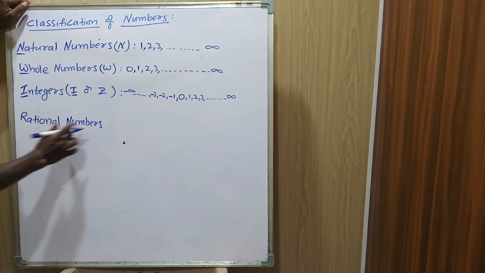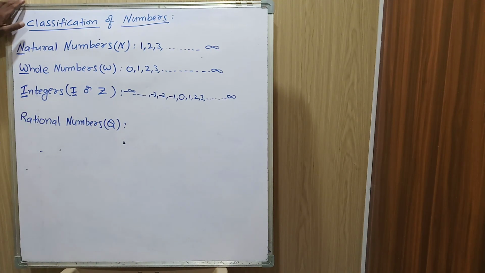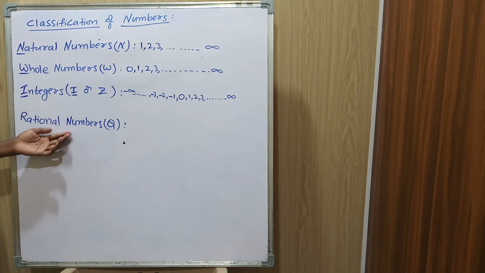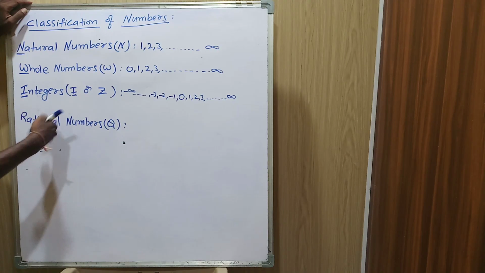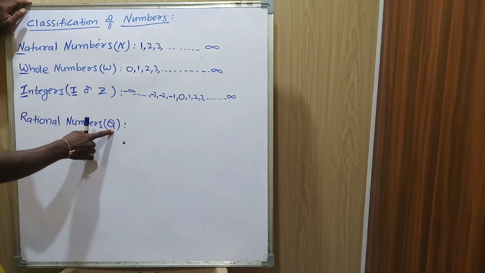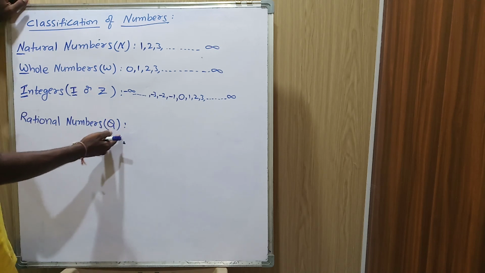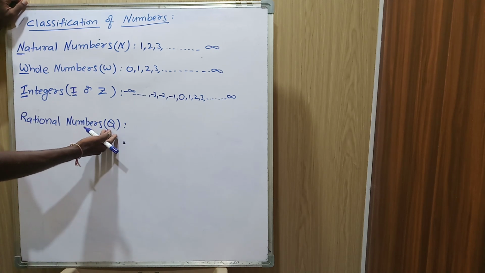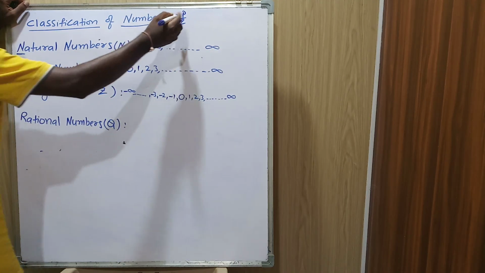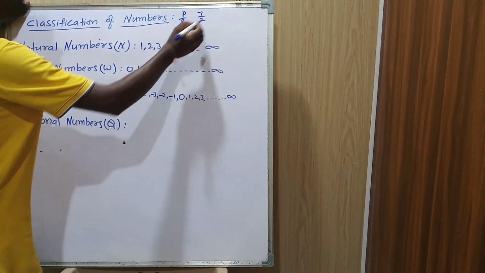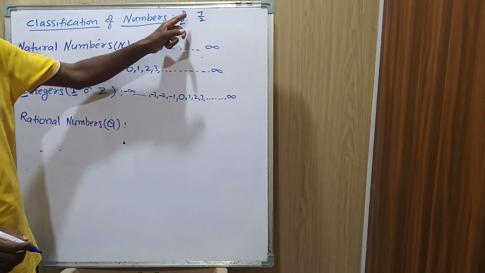Rational numbers are denoted by the letter Q. Now let us see why rational numbers are denoted by the letter Q. Because rational numbers are also known as quotient numbers. Why are rational numbers also known as quotient numbers? Actually, rational numbers are in the form of p by q. That means, for example, you can take 7 by 2. It is a rational number. It is in the form of p by q.